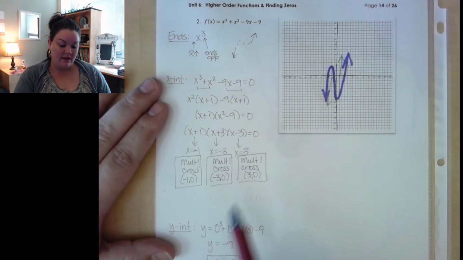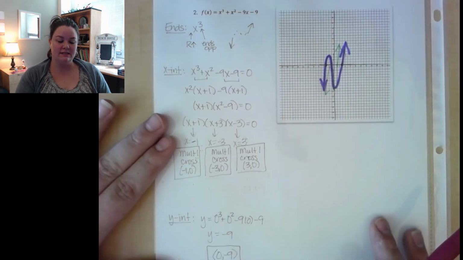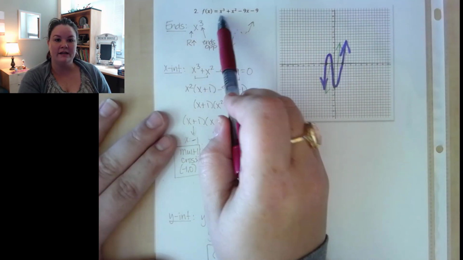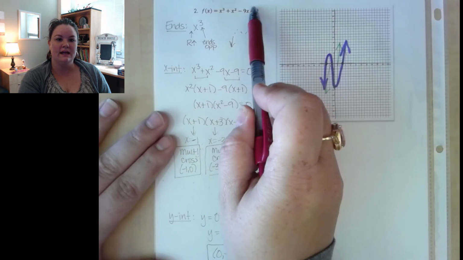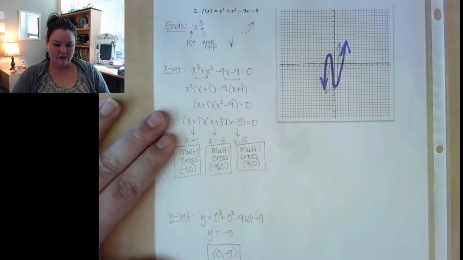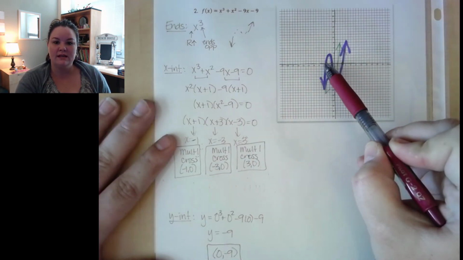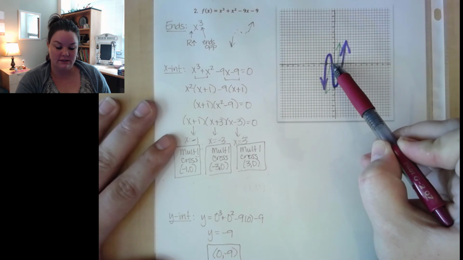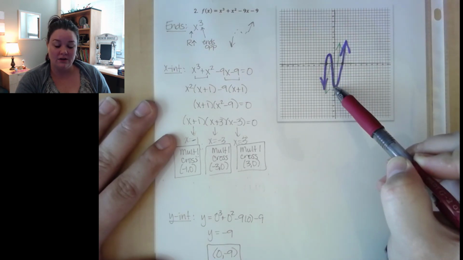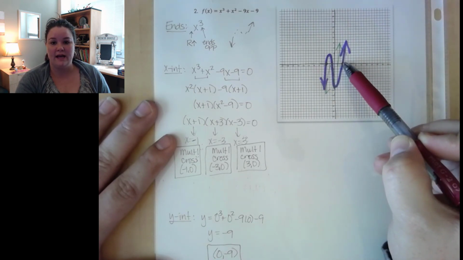Okay, and then our y-intercept, if we put a 0 in for all of our x terms, we're just going to be left with this -9 out here, right? So our y-intercept is (0, -9). So we're going to go ahead and just plot those points. So we have our -3 x-intercept, our -1 x-intercept, our -9 y-intercept, and our +3 x-intercept.